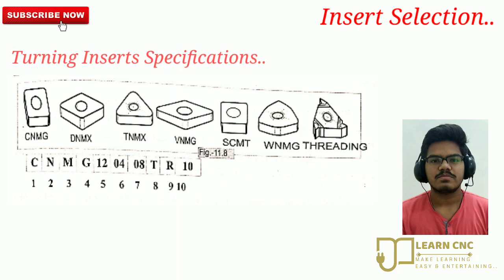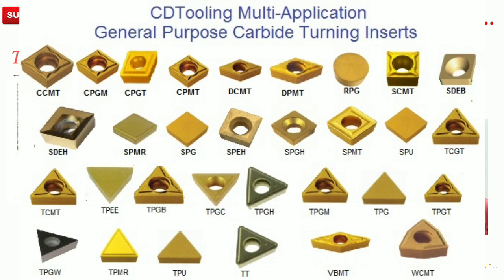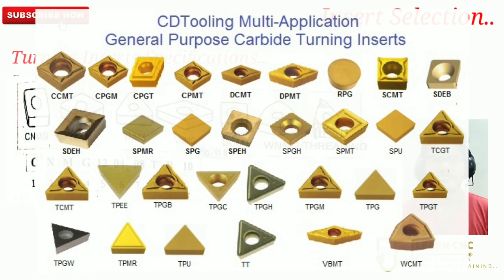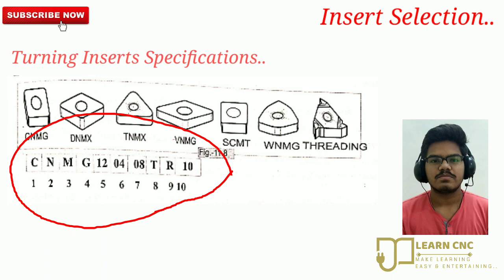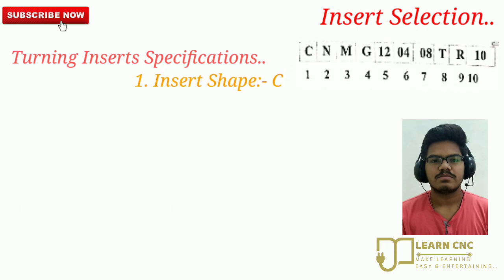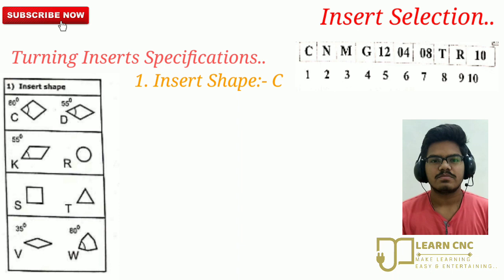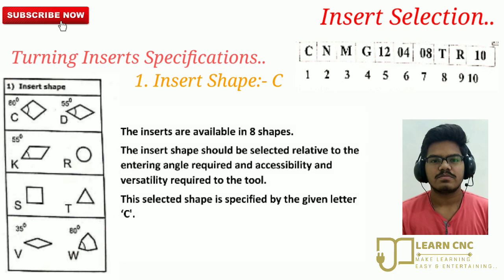Now, turning insert specification. When ordering inserts from any manufacturers or dealers, the insert specification is given as shown on the screen. Basically, it may be said that a naming system is provided for naming the insert. As you can see on the screen, CNMG120408TR10 is a name provided to an insert. In that, the first one is insert shape. The inserts are available in 8 shapes as shown in the figure.